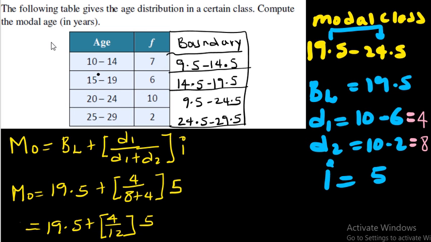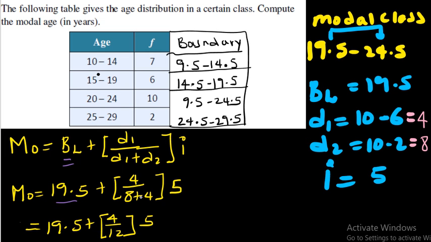Therefore, now when we insert every component, we have d1, that is 10 minus 6, which is 4, and d2, 10 minus 8, that is 8, we said already. So the formula: mode equals bl plus, in brackets, d1 over d1 plus d2, times I. In place of bl, the lower boundary, we got it already, 19.5, plus d1, that is 4, over 8 plus 4, multiplied by 5.